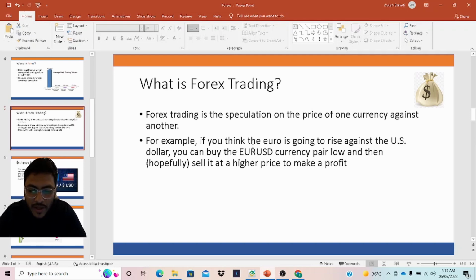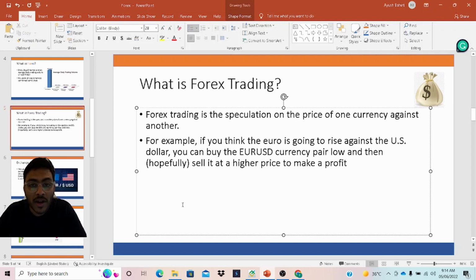Forex trading is the speculation on the price of one currency against another. For example, if you think the euro is going to rise against the US dollar, you can buy the EUR/USD currency pair low and then hopefully sell it at a higher price to make a profit. Similar to the stock market, where you buy a stock at $100, and when its price increases to 105, you sell the stock making a profit of $5 multiplied by number of shares.